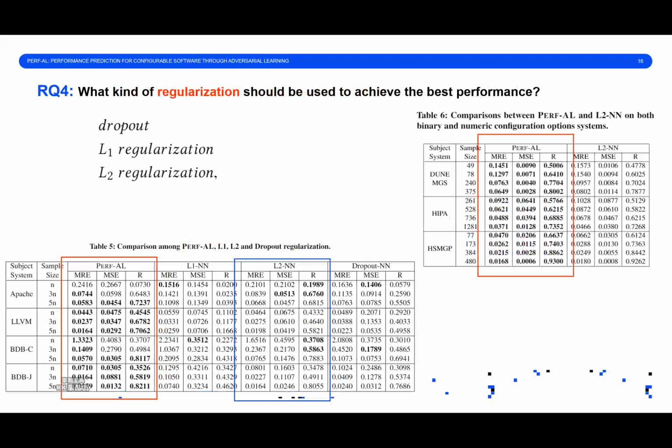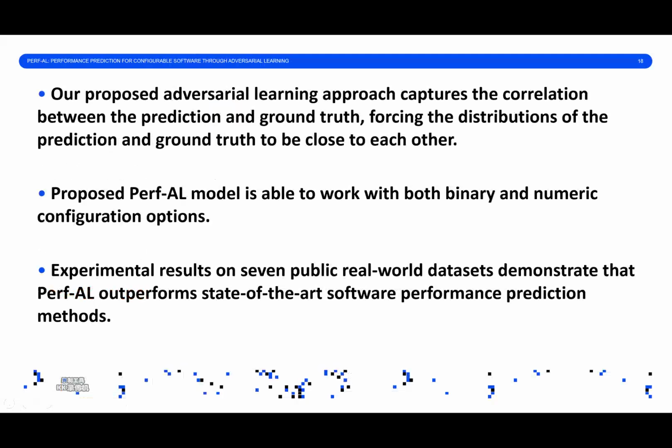As for question 4, what kind of regularization should be used to achieve the best performance? I use dropout, L1, and L2 regularization, and I show the results in table 5 and table 6. From table 5, we can find L1, L2, and dropout, and L2 has the best performance. So I put the L2 technique into our proposed model, into our generator network, and we find our generator network improves a lot.